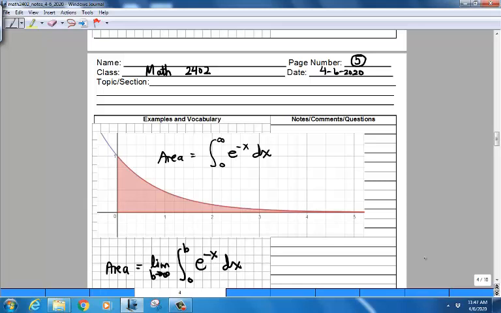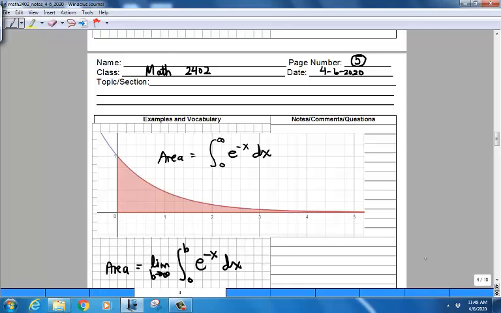And we're going from, in this case, instead of starting at 1, we're starting at 0, and we're going, again, out to infinity, right? So what's the area of this unbounded region? That's what we're trying to discover. We can express that as a definite integral, but we cannot evaluate the definite integral directly.